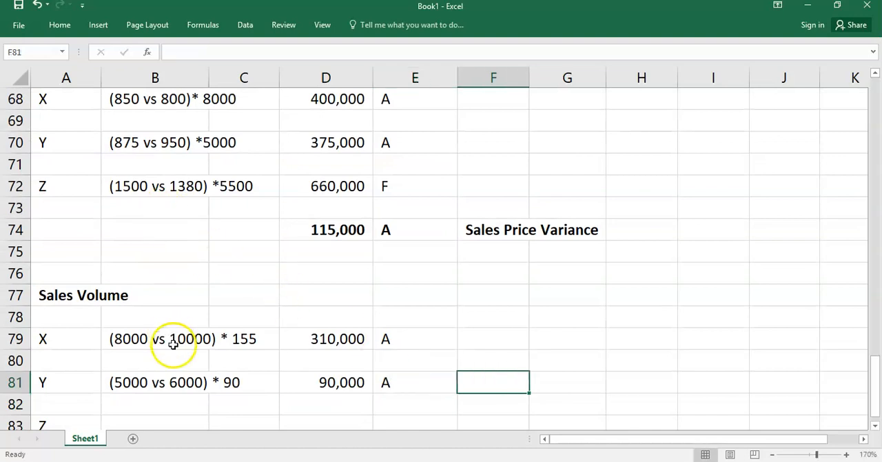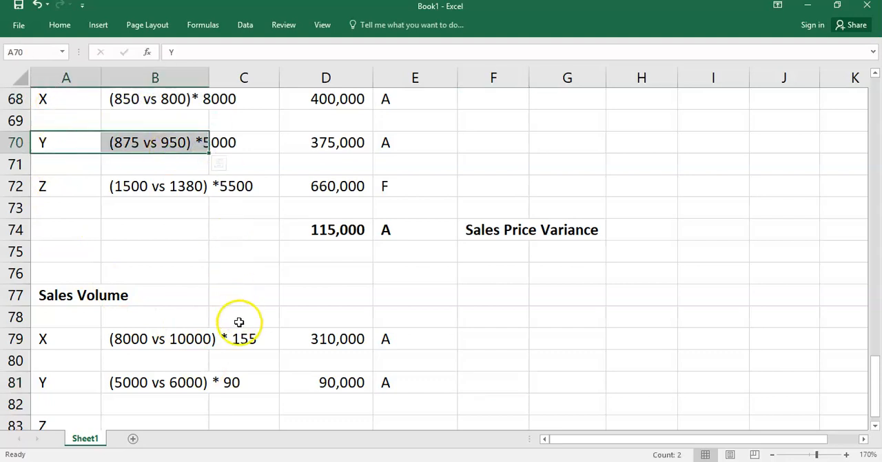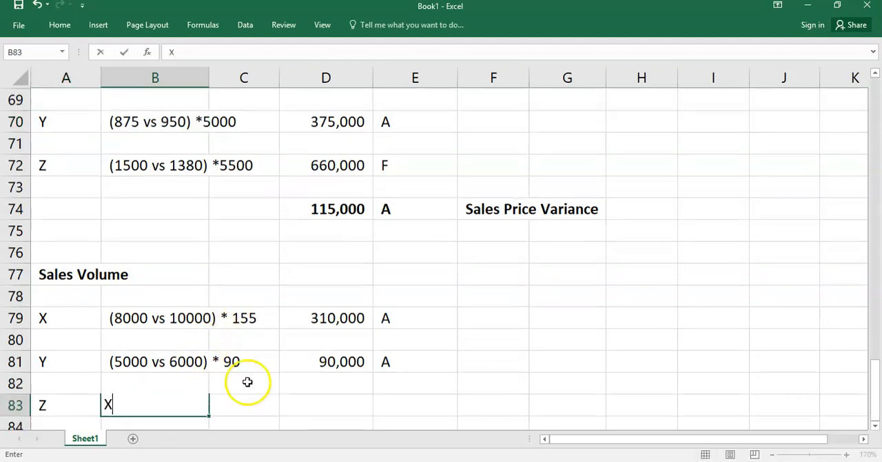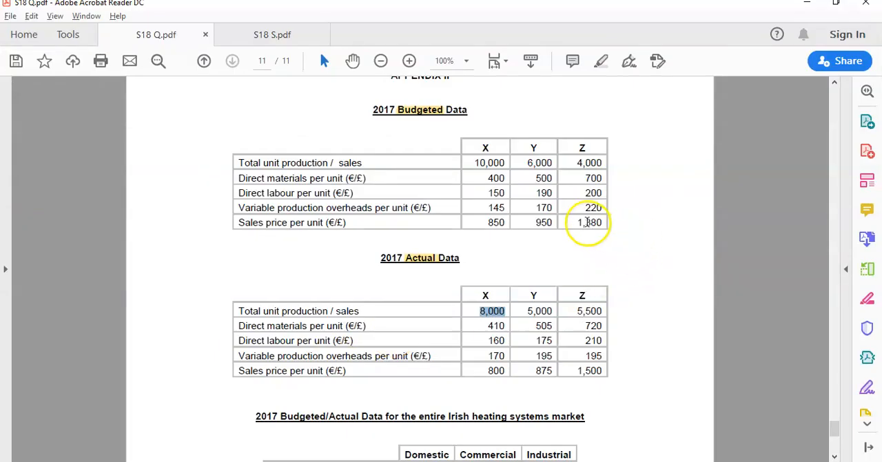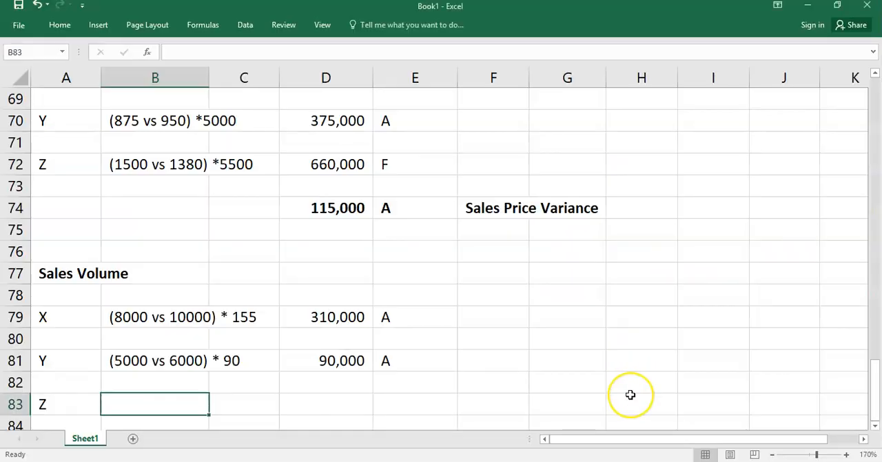Again, you've got that worrying relationship where the price was dropped, but the volume dropped as well. So it looks like there you've declining markets for X, the domestic, and Y, the commercial. They're the kind of comments and insights you're trying to have in your head in case you're asked for them, particularly in the subsequent parts. Finally, then for Z, you expected to sell 4,000, you actually sold 5.5.